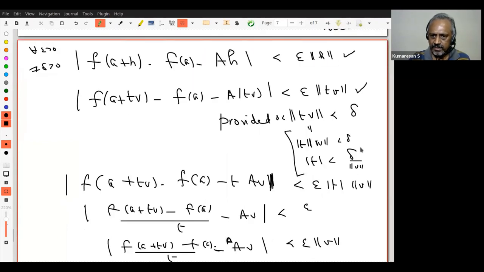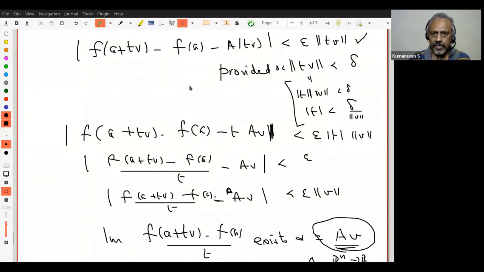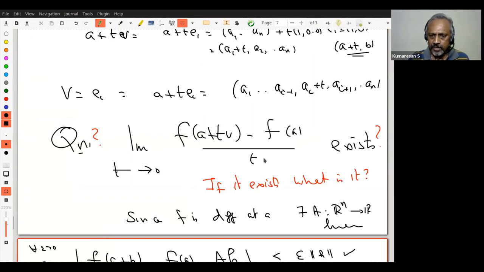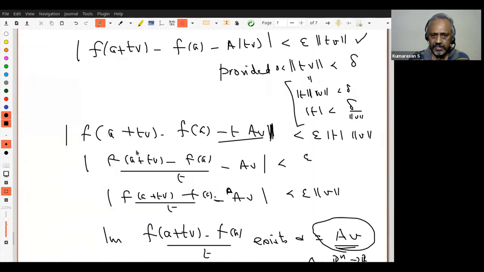Is that clear? But if t is very near 0, then I can always make mod t less than this number. Therefore, for all t in this interval around 0, this makes sense. Okay. Now I'm using the fact that a is linear, therefore t can be pulled out. Do you understand how this came? Say yes if you understand. Right? Now what do I want to do? I want to look at this limit, therefore I have to bring in the difference quotient. So this t, I divide everything by t.